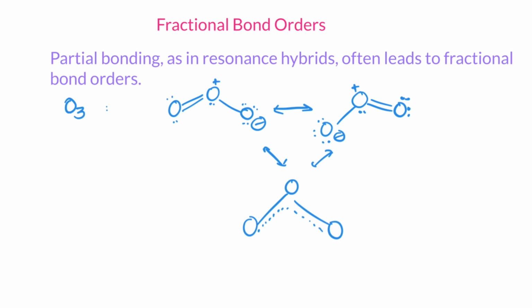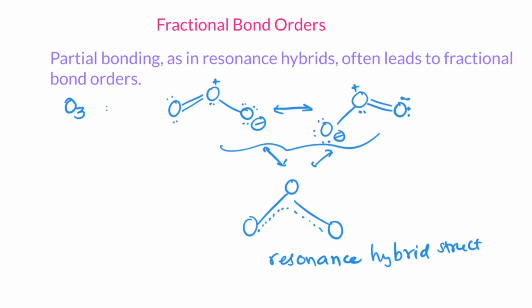These are called resonance structures. This is called the resonance hybrid structure. This is called partial negative charge. Another is partial positive charge. On both sides we can write a partial negative charge. So this is a complete representation of the resonance hybrid structure.